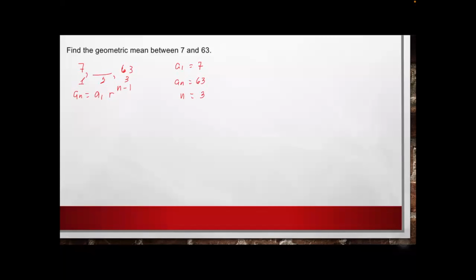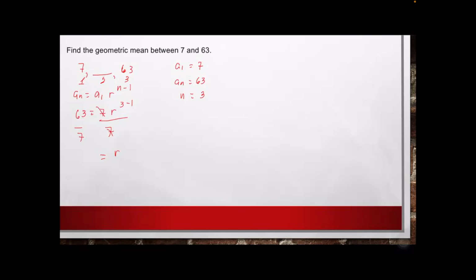Next, just substitute. So, we will have 63 is equal to a sub 1, which is 7, then r, we are finding for the r, raised to 3 minus 1. Divide both sides by 7. Cancel out. So, we will have r raised to 3 minus 1, which is 2.